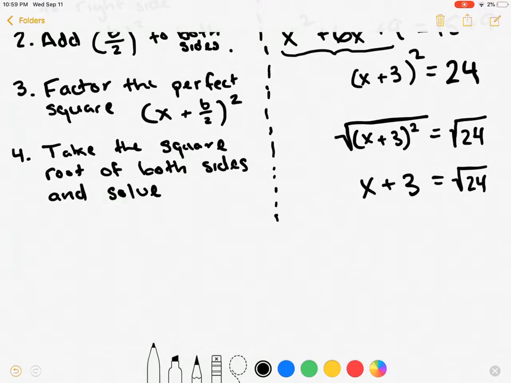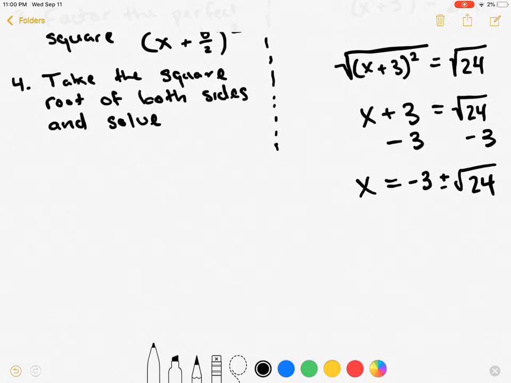So now it's a simple problem to solve from here. We want to isolate x, so we're going to subtract 3 from both sides of the equation. And we'll have x is equal to, if we take the square root of 24, there are two possible solutions for that. There's a positive solution and a negative solution. So remember we subtracted 3. And then we can add the square root of 24 or subtract the square root of 24. And this ends up giving you two solutions.